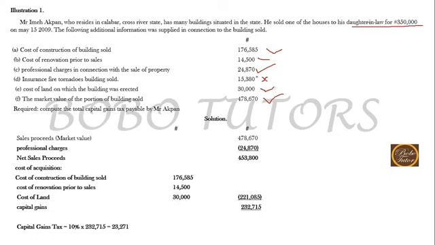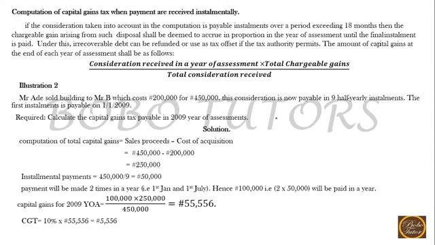So let's look at the solution now. Sales proceeds will be the market value as explained earlier. Then the professional charges, that is the cost you incurred in connection with the sales of the property. With the deduction, this gives us the net sales proceeds. Then the cost of acquisition, which are the three that I highlighted here: cost of construction of building sold, cost of renovation prior to sale, and the cost of land. We make up our cost of acquisition. Then you deduct. This gives us the capital gains. Then you charge 10% of the capital gains. Then that gives us the capital gains tax.